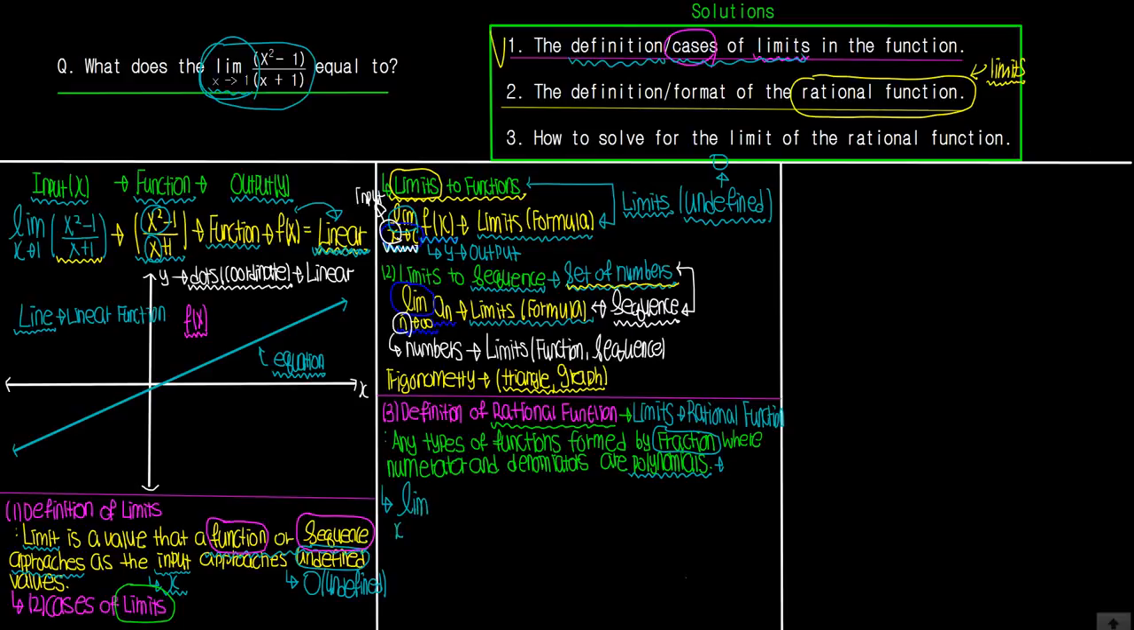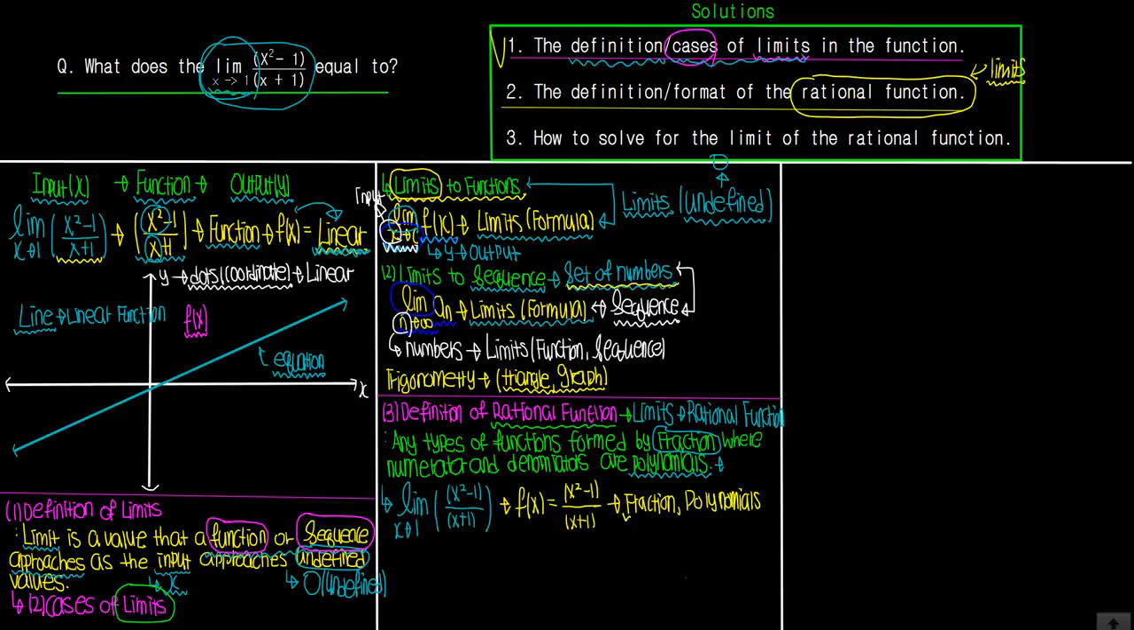So we're trying to solve the limit as our x value, which is our input, approaches 1, of x squared minus 1 over x plus 1. But if you think about our actual function, f of x, which is x squared minus 1 all over x plus 1, what is it? It is a fraction, and the numerator and denominator are formed by polynomials.